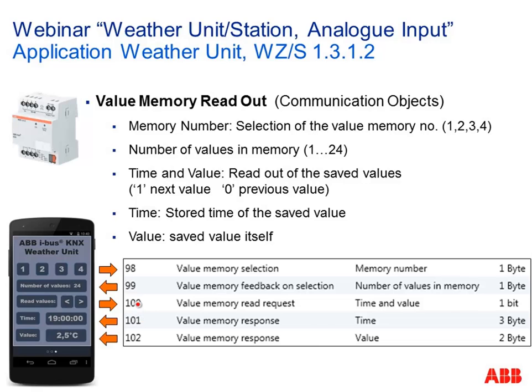And then you can ask for the values by sending a 1-bit telegram, value 1 for reading the next value, value 0 for reading the previous values, symbolized here by these arrows. And then you see on the next 2 communication objects the time where it was stored and the value itself. In this case, at 7 o'clock p.m., there was 2.5 degrees outside. And then you can jump to the next values and have a look what happened in the past.